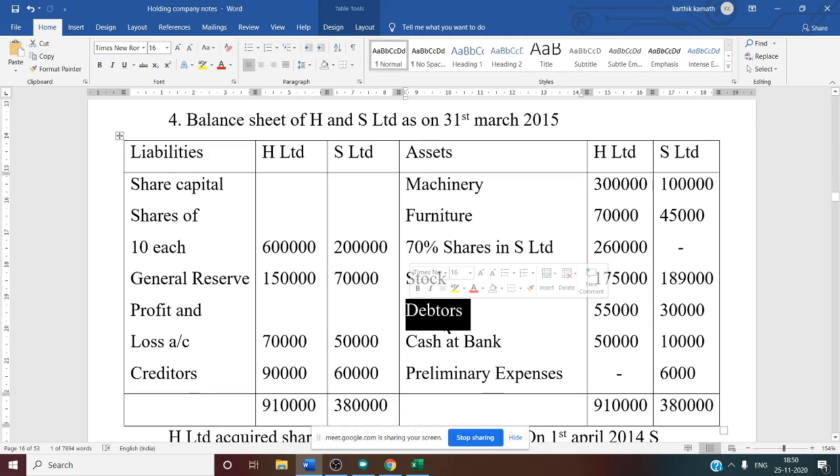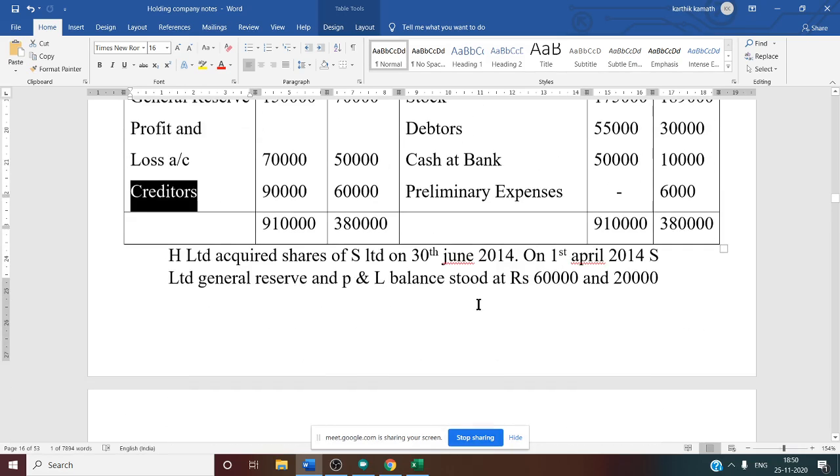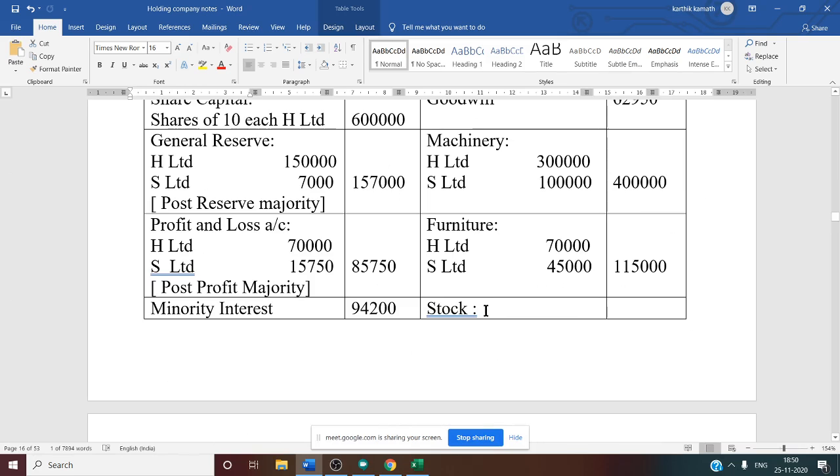In that case, what happens? There is a deduction from debtor and there is a deduction from creditor. But in this problem, that is not asked. So directly you can write. So now let us see the solution part of the consolidated balance sheet.